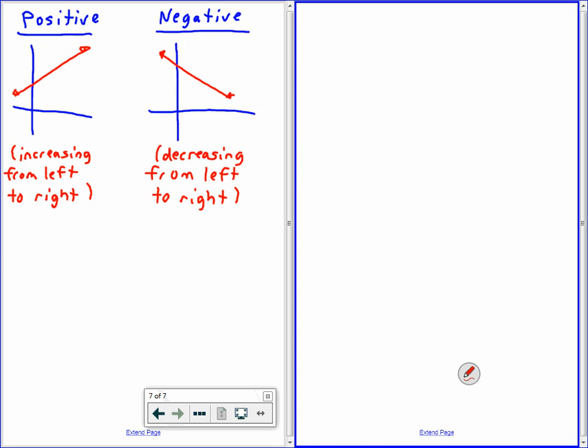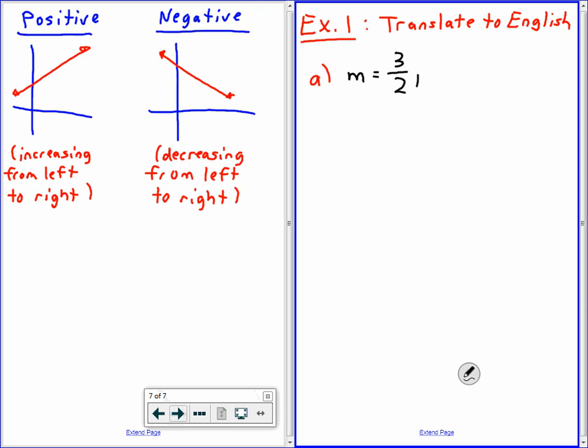So example 1. This is just going to be just some easy stuff, okay? I'm going to say translate to English. Now I'm going to do letter A, and then write down B and C, and then we'll go from there. So A, we're going to start with M, which is slope, equals 3 over 2. Okay, what that means in English is you're going 3 up and 2 right.